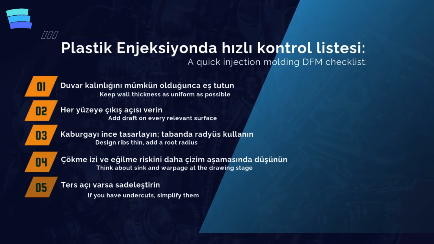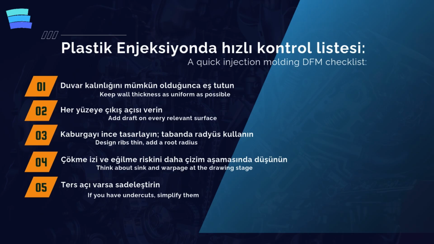Now let's turn this into a quick checklist. 1. Keep wall thickness as uniform as possible, core out heavy masses, and smooth the transitions. 2. Add draft on every relevant surface, and plan more draft on textured surfaces. 3. Design ribs thin, add a root radius, and add draft on the ribs. 4. Think about sink and warpage at the drawing stage, support wide flat areas, and keep symmetry when possible.